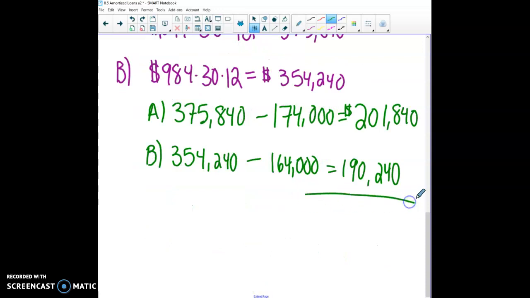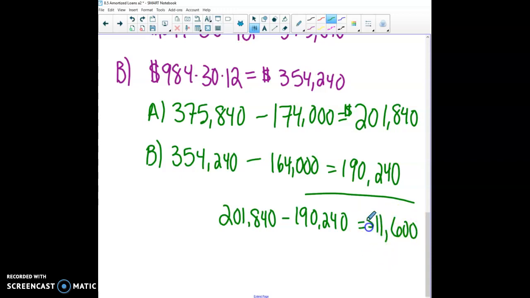So now that's the difference that I want. So I have $201,840 minus 190,240. So the 40s are going to go away. I know that. So I should get 600. Right. I'm just doing this in my head. And I should have 11,600. Do we agree with my mental math?